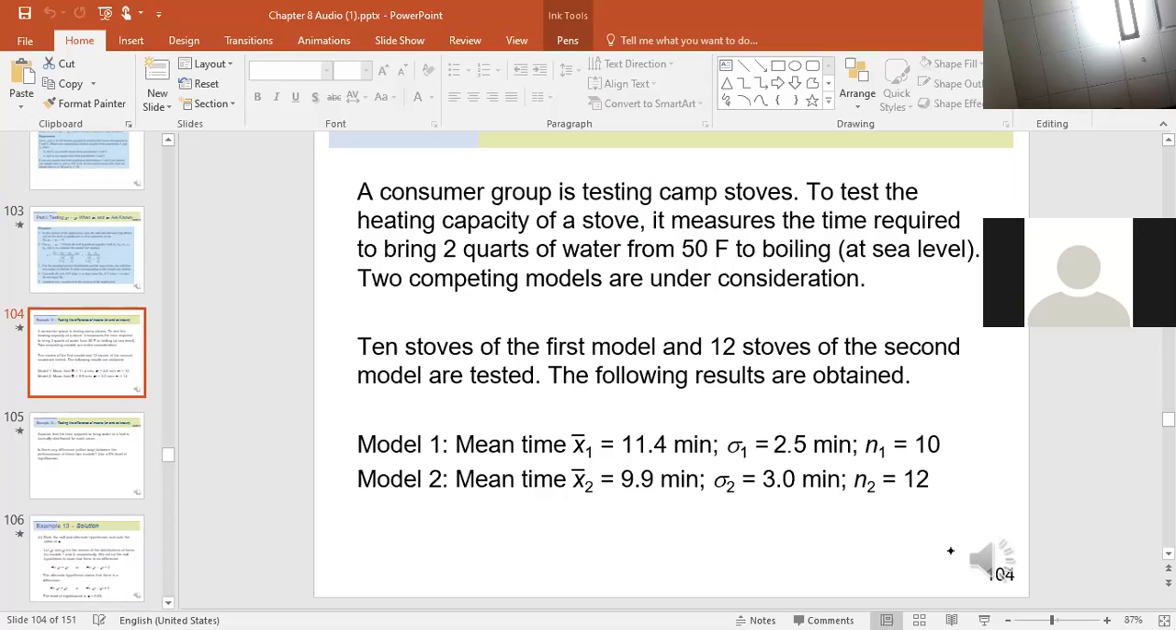X1 bar equals 11.4, sigma 1 is 2.5, and n1 is 10. X2 bar equals 9.9, sigma 2 equals 3.